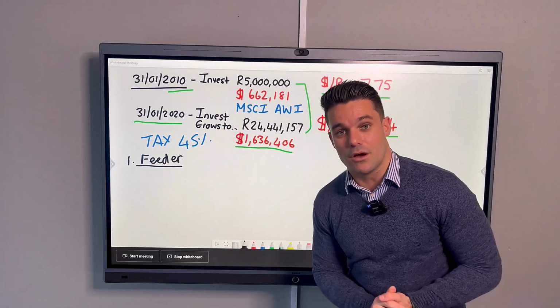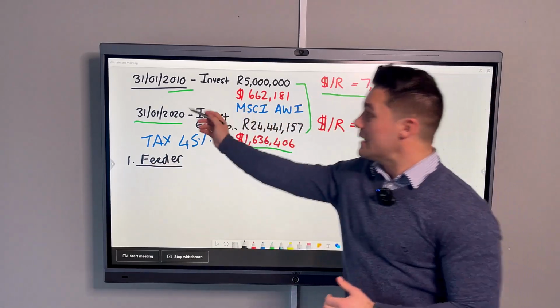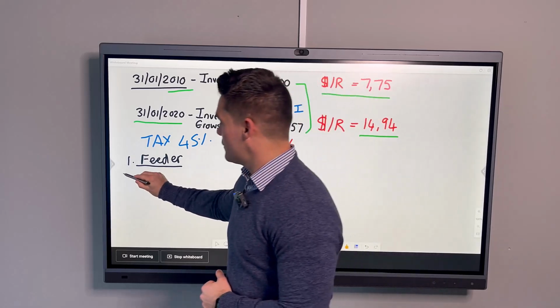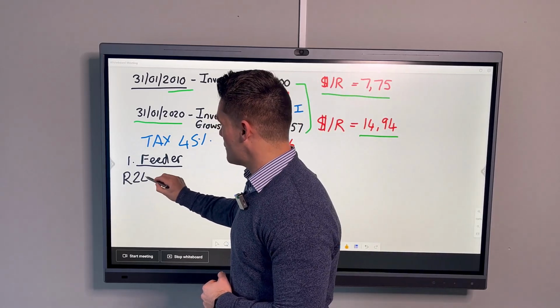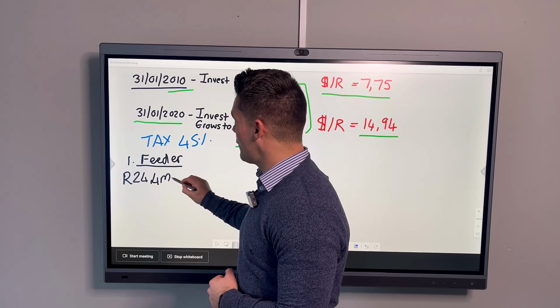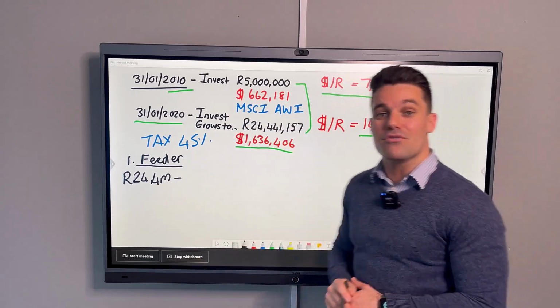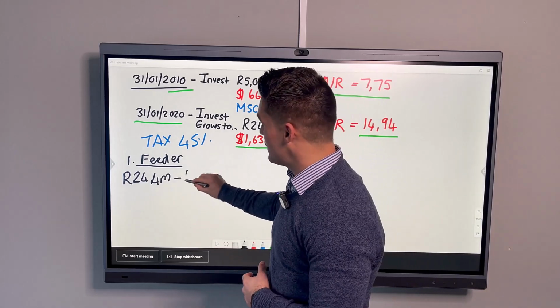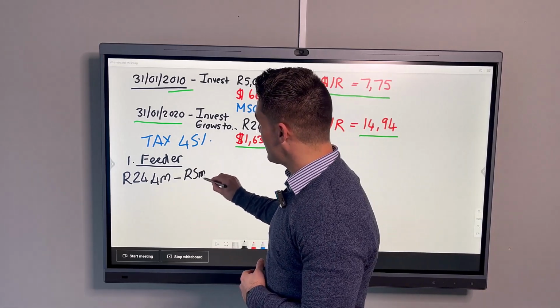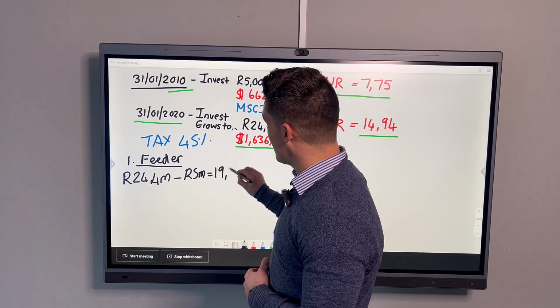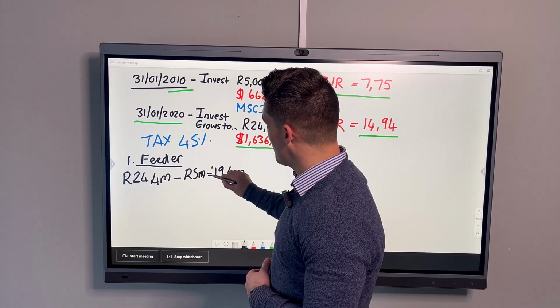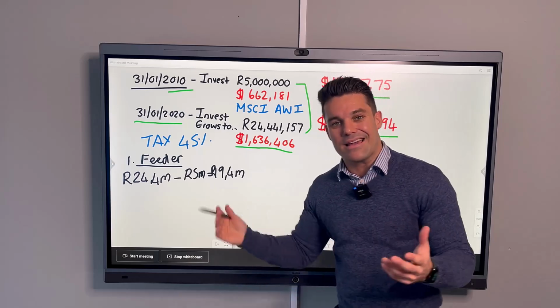Now, in the feeder fund option, if they were to disinvest in January 2020, they would take this 24.4 million rand that they've invested, and now their base cost for capital gains tax purposes would be the 5 million rand in ZAR that they initially invested, which means that their gain is 19.4 million rand. That is their gain for this scenario.